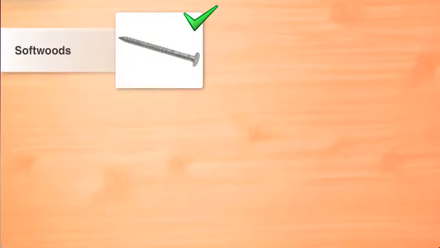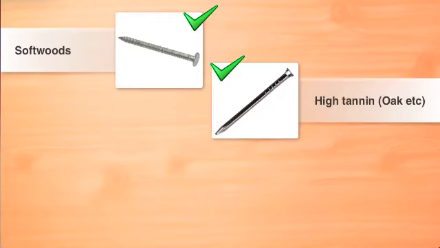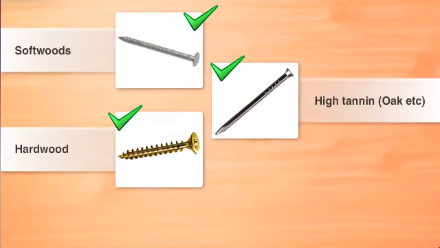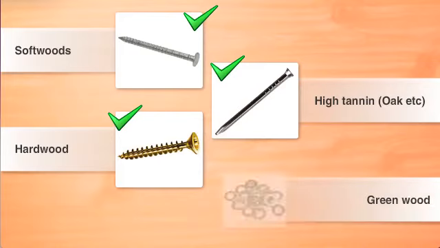For softwoods, use annular ring shank nails twice the length of the board's thickness. For high tannin species like oak, always use stainless steel nails. When fixing hardwood cladding, over-drill and use screws. Use screws with washers for green wood.